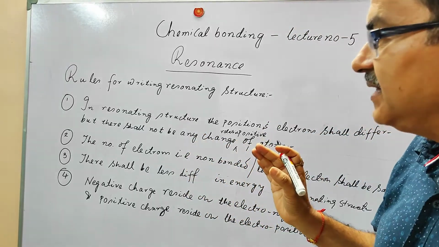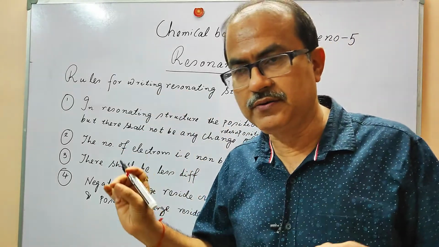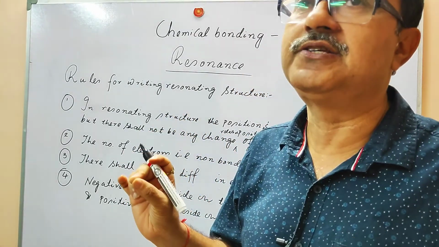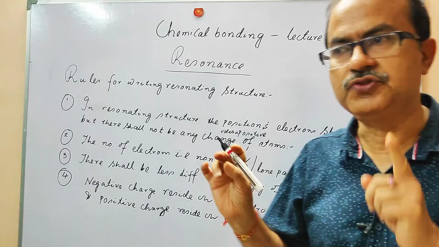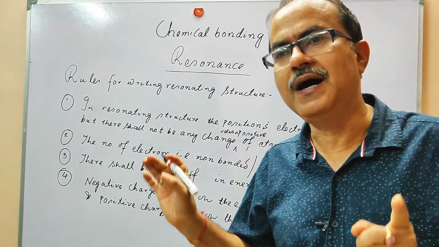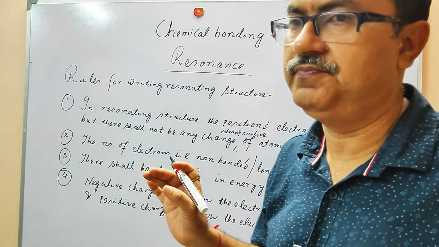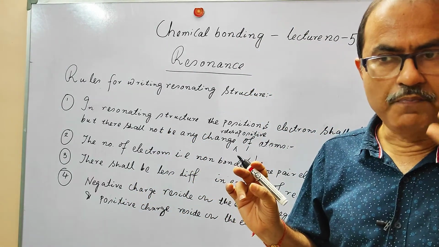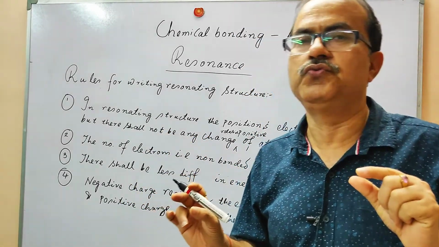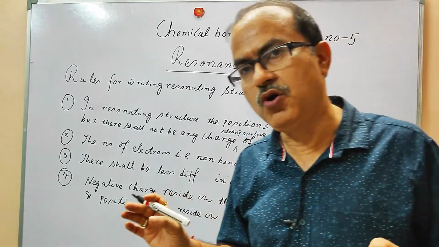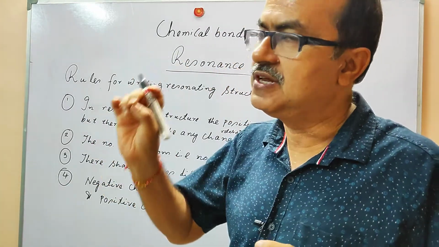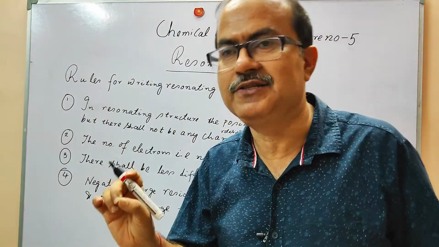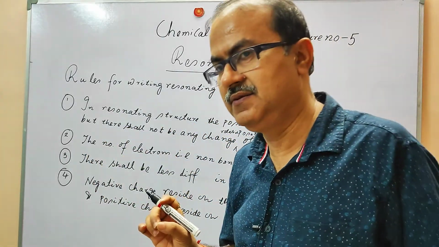Another thing: the charges displayed in the resonating structures have to be considered on the corresponding atoms. And another thing: the molecule that has a higher number of covalent bonds is going to stabilize the resonance hybrid structure much more than the others.